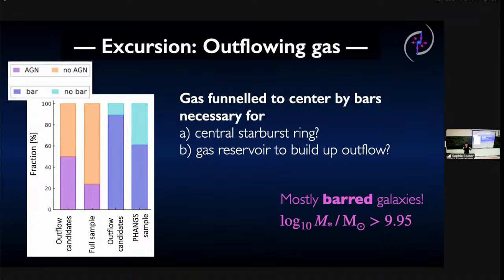Potentially, the bars are actually necessary to, first of all, funnel enough gas to the center so that the central starburst can build up. So we have some energy source that can drive the outflow. And of course, we need gas in the center to have an outflow. Without gas, there cannot be an outflow. So we don't know for sure, but this is one of the reasons why we could see such a high bar fraction here. And this again tells us why it is so important to get the classifications of bars right, because they correlate with so many things. They also correlate with the outflowing gas.